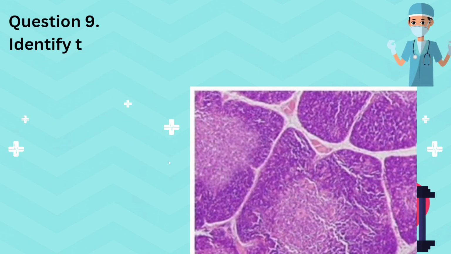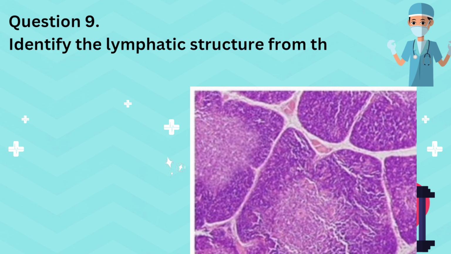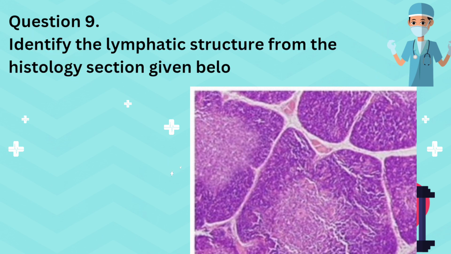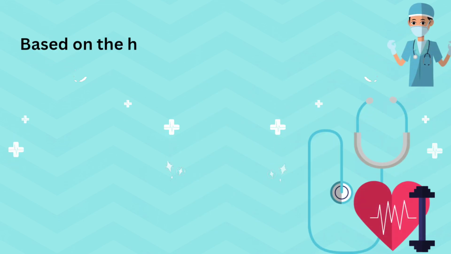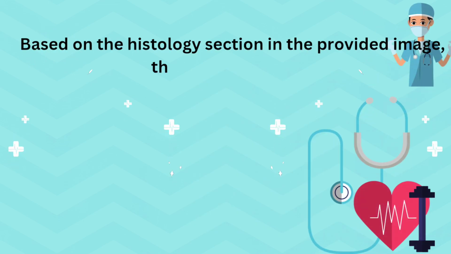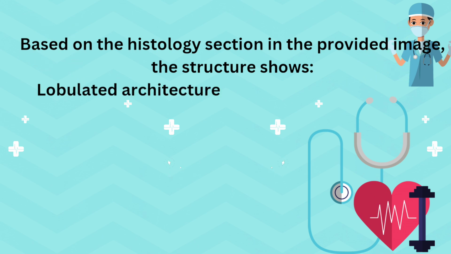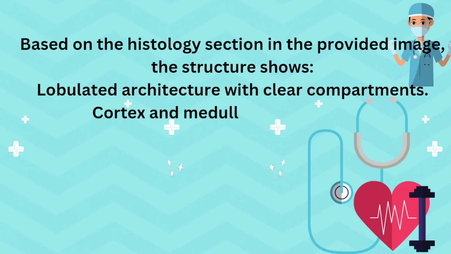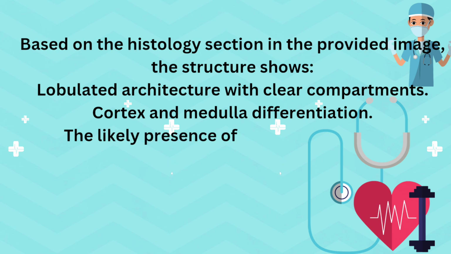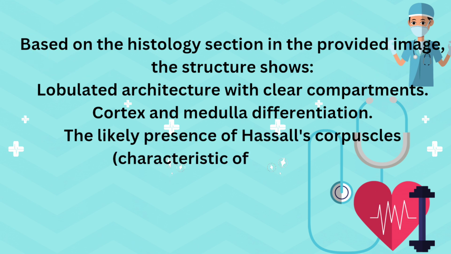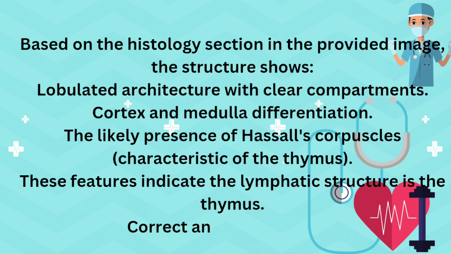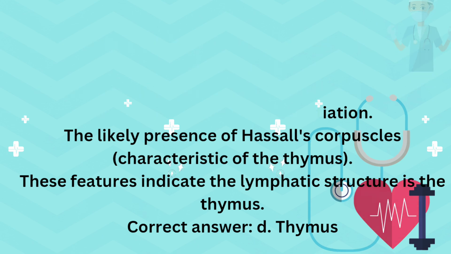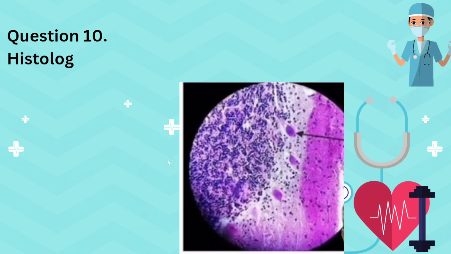Question 9. Identify the lymphatic structure from the histology section given below. A. Tonsil. B. Lymph node. C. Spleen. D. Thymus. Based on the histology section in the provided image, the structure shows lobulated architecture with clear compartments, cortex and medulla differentiation, and the likely presence of Hassall's corpuscles, characteristic of the thymus. These features indicate the lymphatic structure is the thymus. Correct answer, D. Thymus.